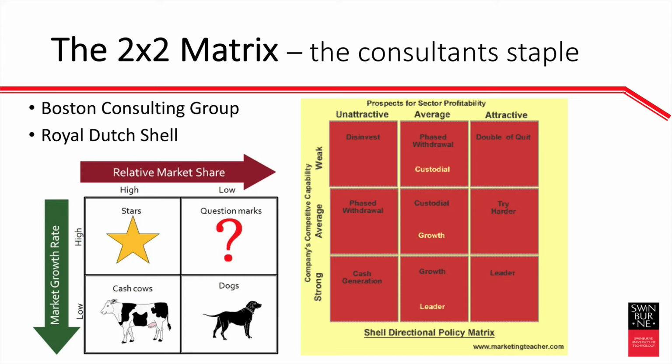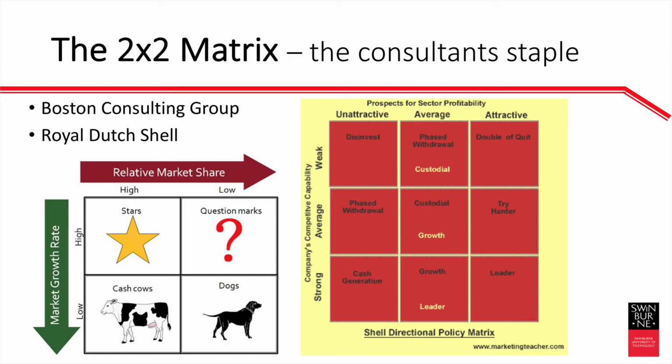It started with Royal Dutch Shell, which had a 3x3 matrix. It was simplified then by the Boston Consulting Group and is often referred to as the BCG model. The BCG model looked at market growth versus relative market share to identify opportunities for investment or divestment.